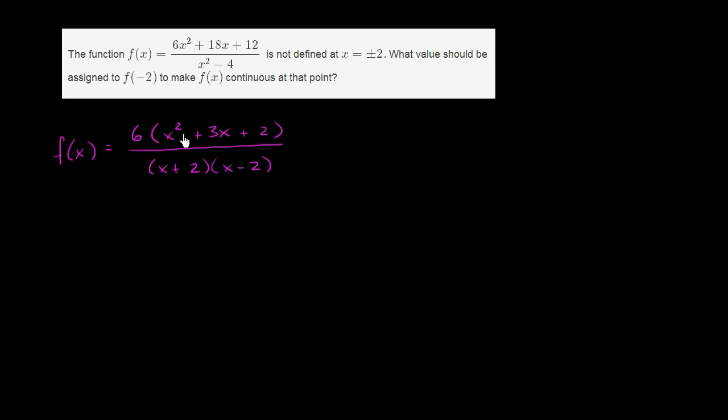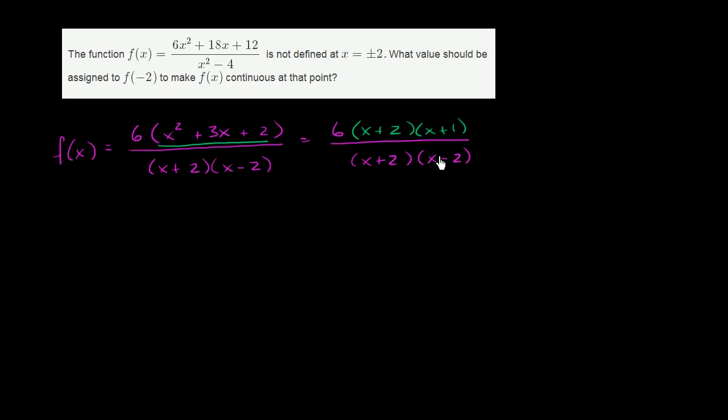And then we can factor this expression up here. So this is going to be equal to 6 times, let me do it in a different color. We think of two numbers that, if I take their product, I get 2, and if I take their sum, I get 3. The most obvious one is 2 and 1. So this is 6 times x plus 2 times x plus 1. When you take the product there, you'll get x squared plus 3x plus 2. And then all of that over x plus 2 times x minus 2.